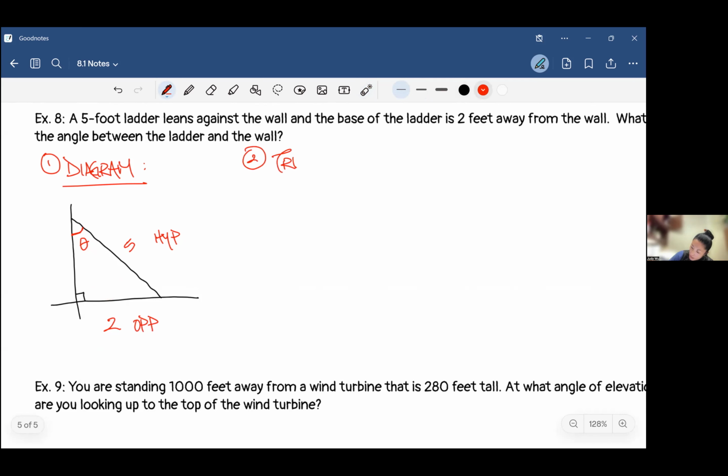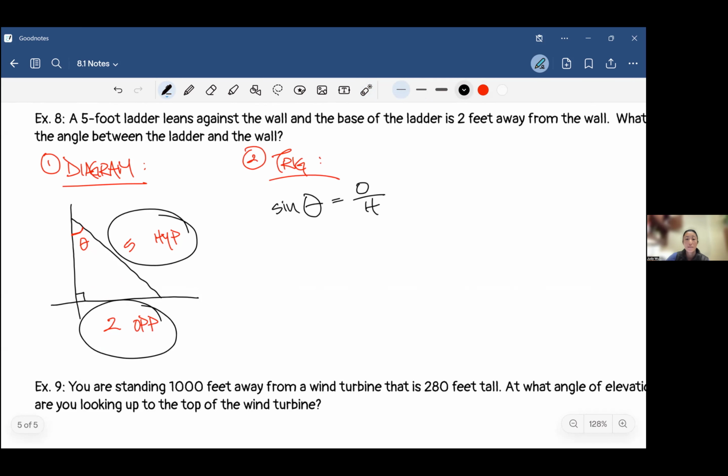Okay, let's choose our trig function. So I have an opposite and I have a hypotenuse. So that suggests to me that we need sine of theta equals opposite over hypotenuse. And then we'll plug in our values and solve. So sine of theta, because I don't know what the angle is, I'm going to leave it as theta, equals opposite, which is 2, over hypotenuse, which is 5.